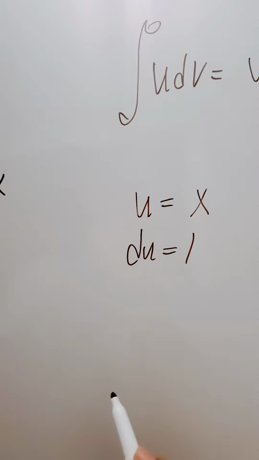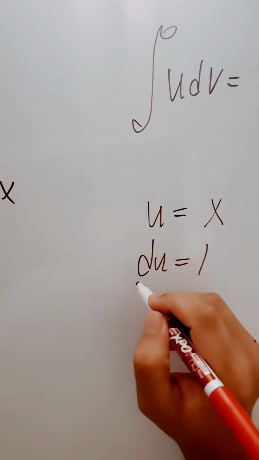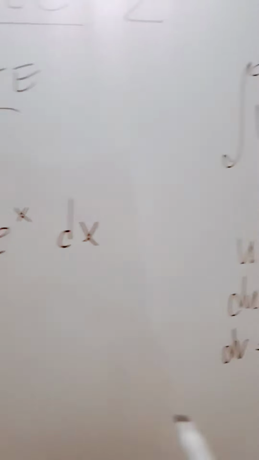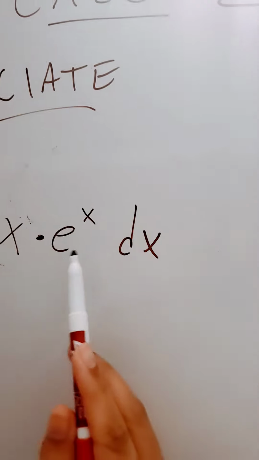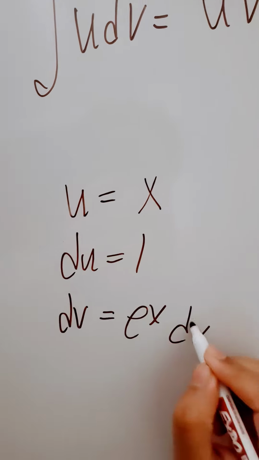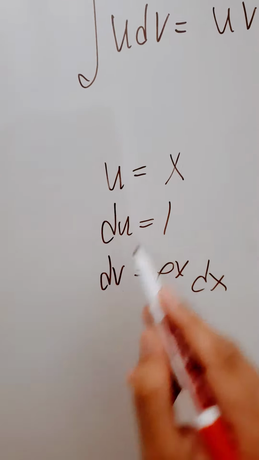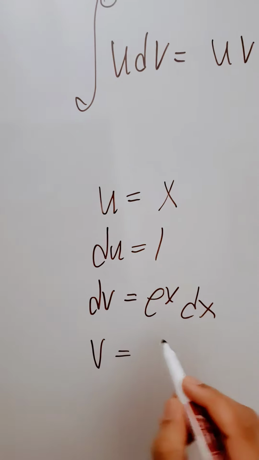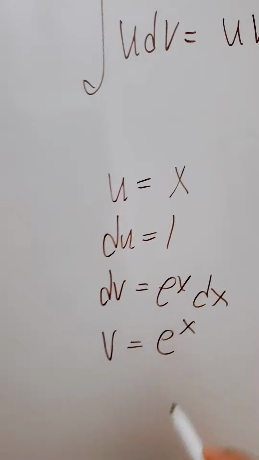All right? So after this, we need to figure out our dv. A dv in this case is whatever is left over after we get our u, which in this case is e to the x dx. So let's put that here. Now we need to find v. v is just the integral of our dv, which is going to be e to the x in this case.